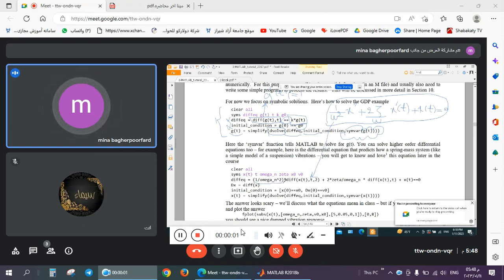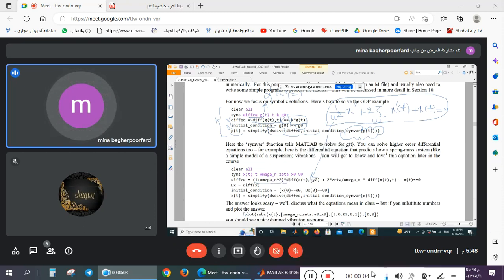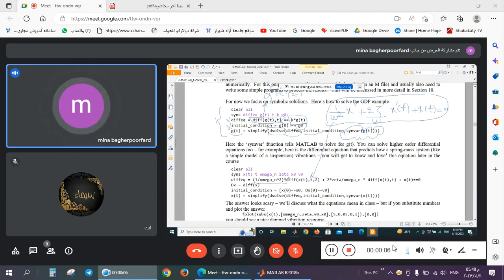Square multiply diff x, t and 2. This expression means the second derivative of x with respect to t. After that, we have plus 2 multiply zeta over omega n. N is a name for omega. It's optional; no problem if you write omega or omega underline n.